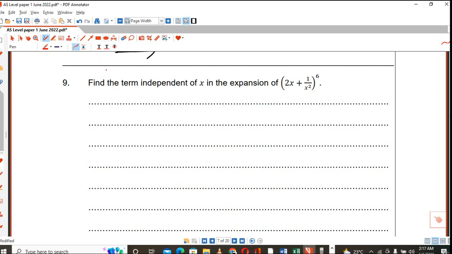Right, so this is question 9 of my series on the question paper. It says find the term independent of x in the expansion of (2x + 1/x²) raised to the power of 6.